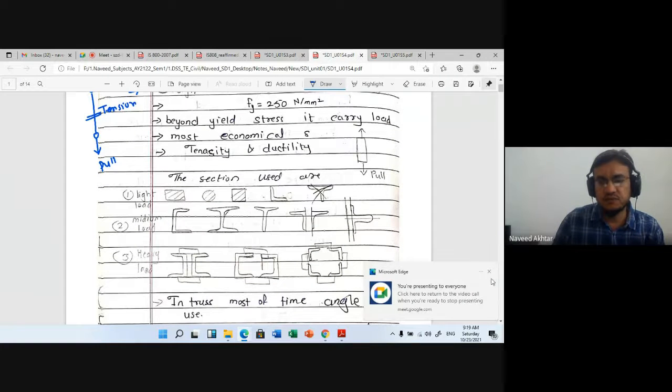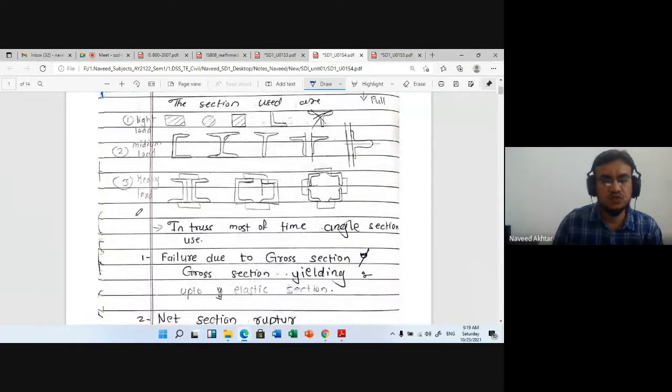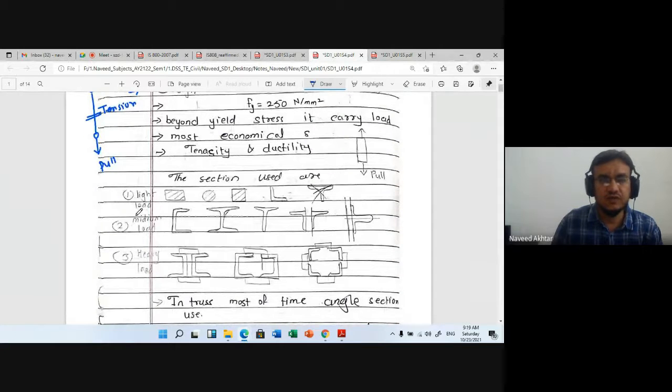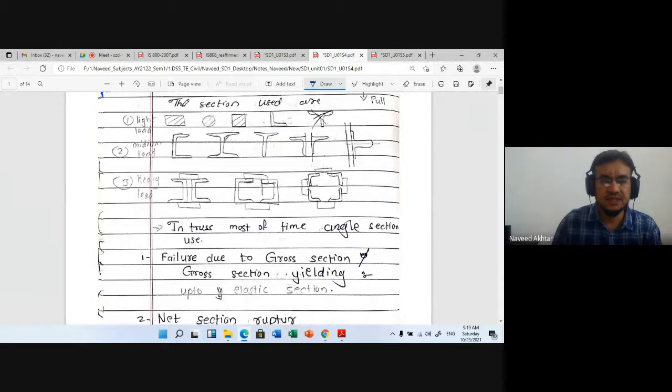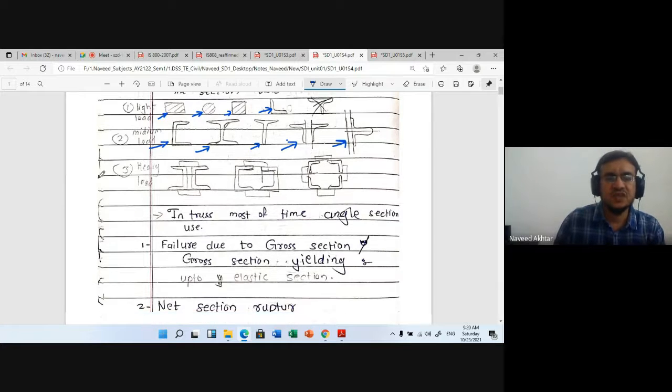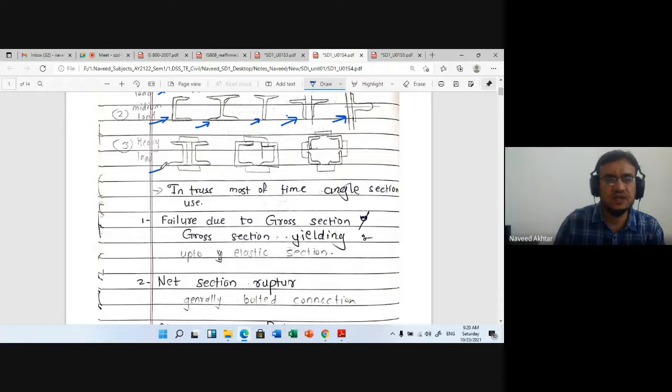Here different types of members can be used for different types of loading. For light load, we are using solid rectangular bar, circular bar, square bar, angle section, or unequal angle section. If medium loading is there, we use channel section, I section, T section, or two angles back to back on the gusset plate, or angle on one side of the gusset plate. And if there is heavy loading, then we go for the built-up section.